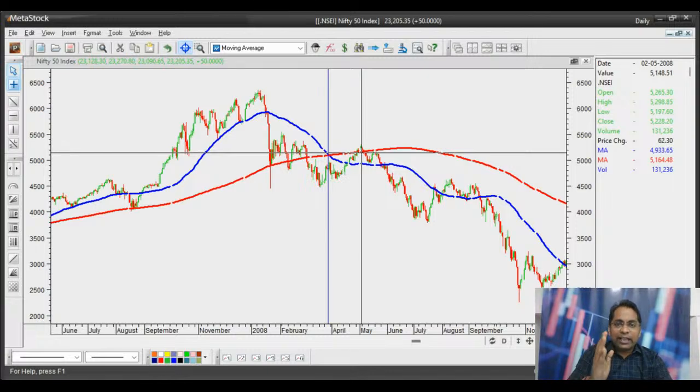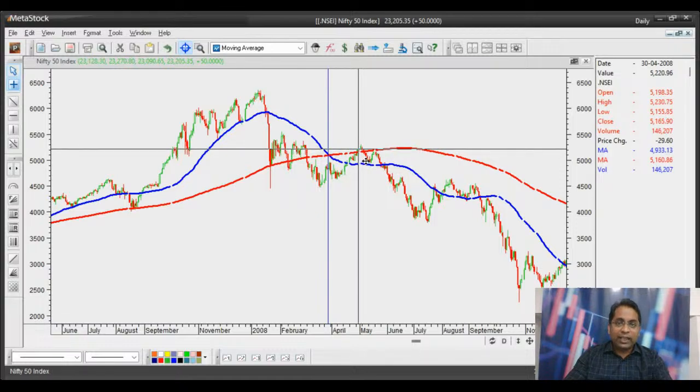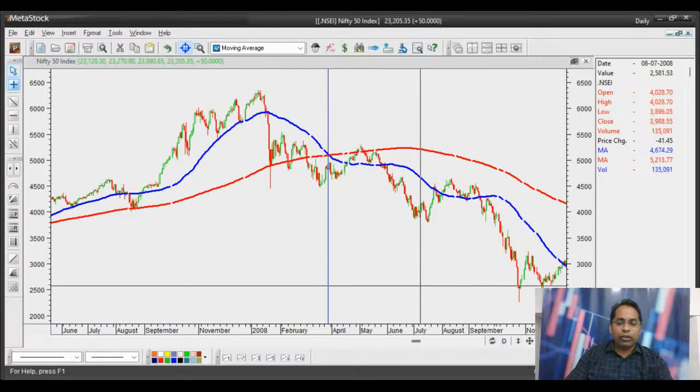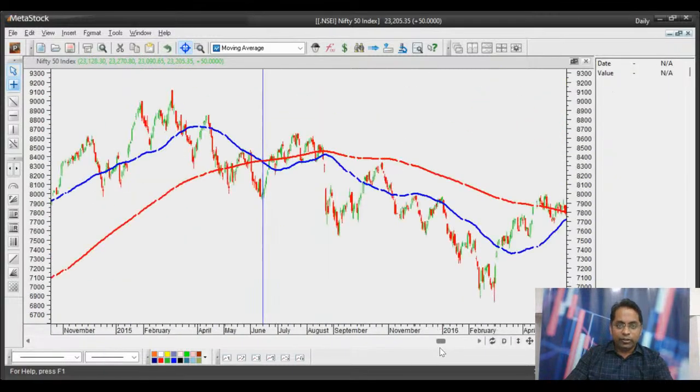So after every death crossover, even in a bearish market, in a major bear market like in 2008, even at that point of time, there is one attempt by the index to try and come closer to the 200-day moving average, which is the red line. Okay, and that establishes whether the index is sustaining or whether it doesn't sustain about this 200 DMA. And if it doesn't sustain, then the index goes into a second round of correction. Let's look at over here.